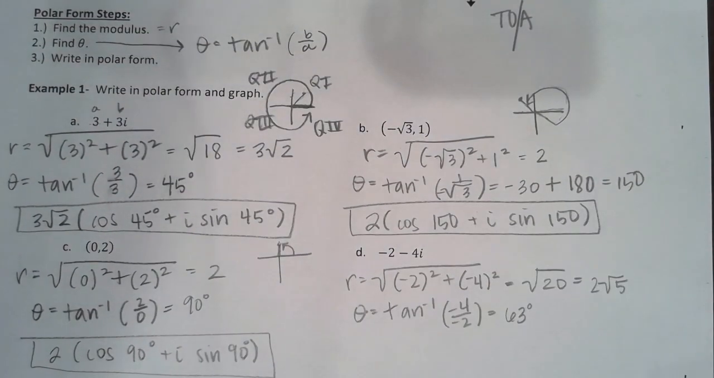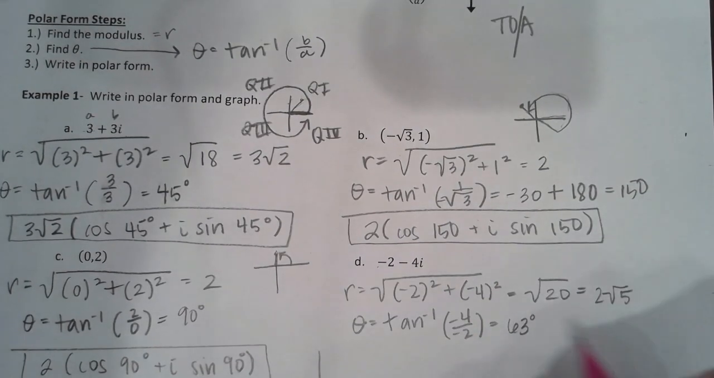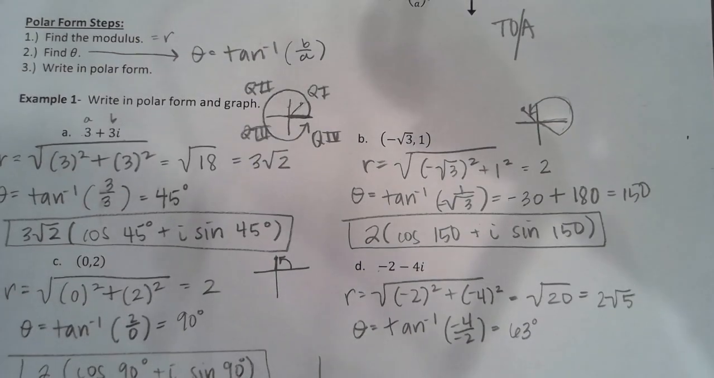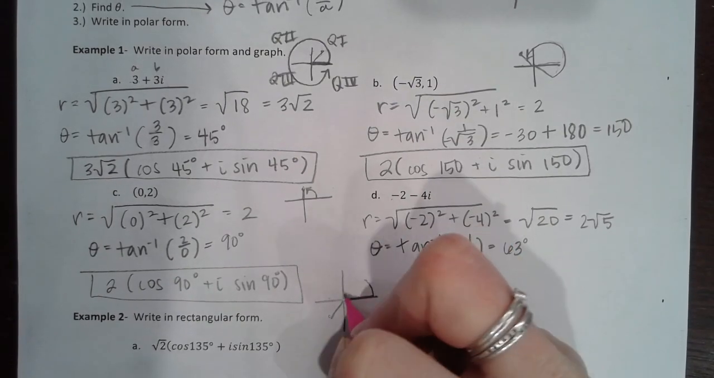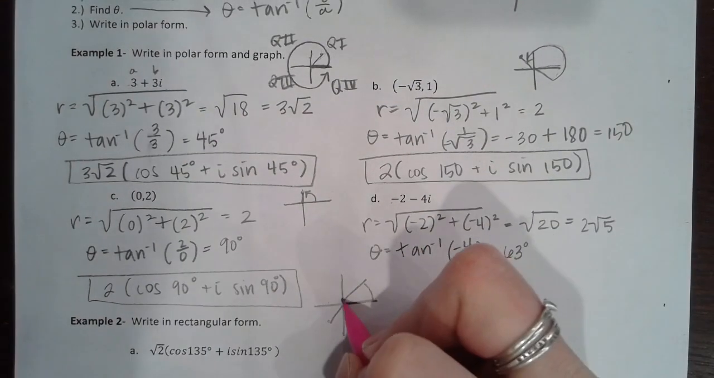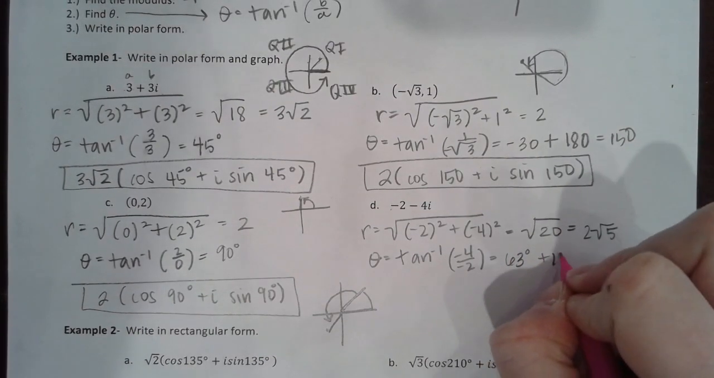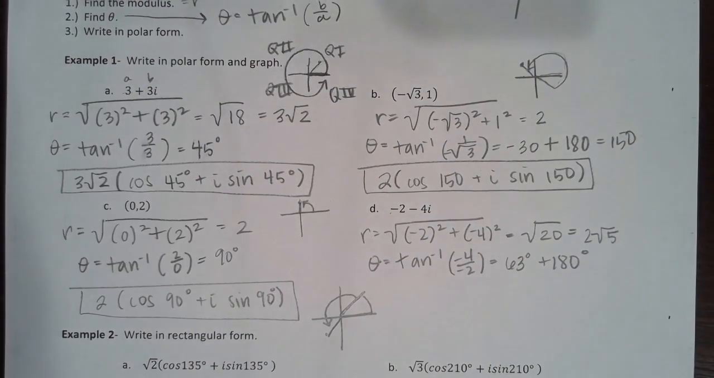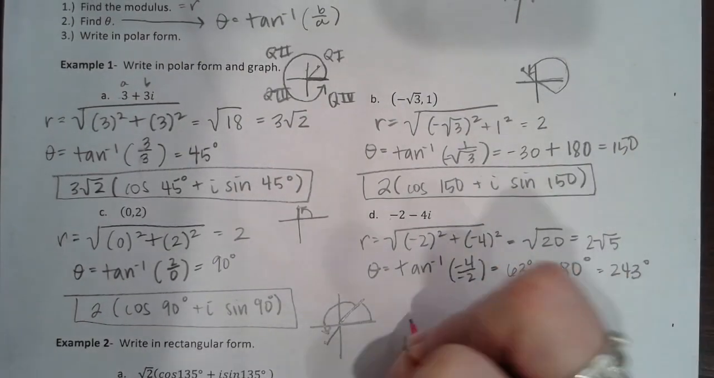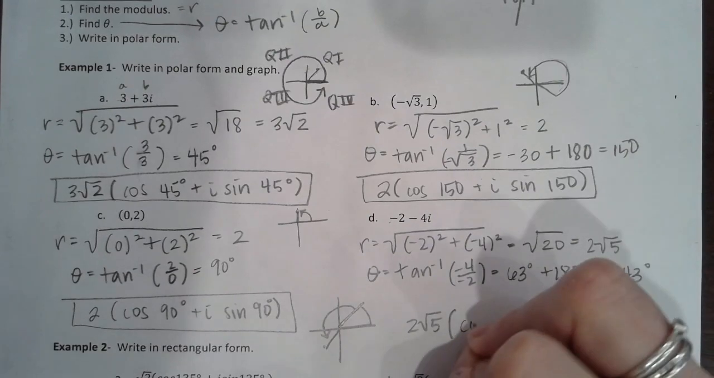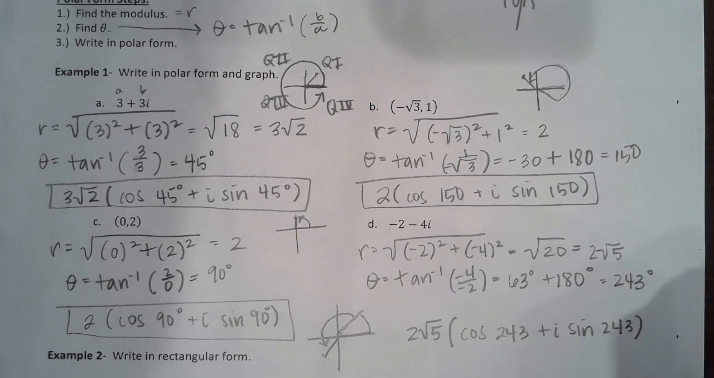So think about the picture. If I graph this guy, negative 2, negative 4 will be down here. If I graph 63 degrees, then that will be moving up here. So to get our new line where our original was, I'm going to have to add 180 degrees to it. So that gives us 243 degrees. So then we take our r, 2 root 5, times cosine of 243, plus I sine of 243, and there we are.